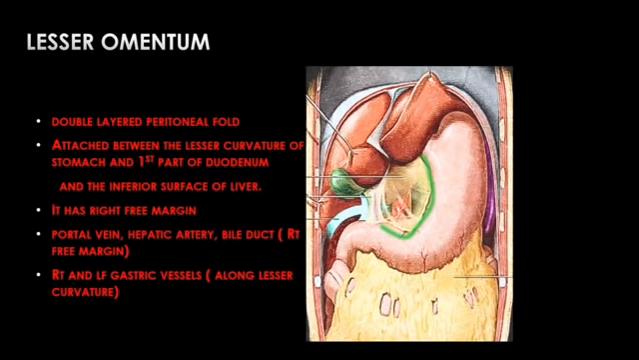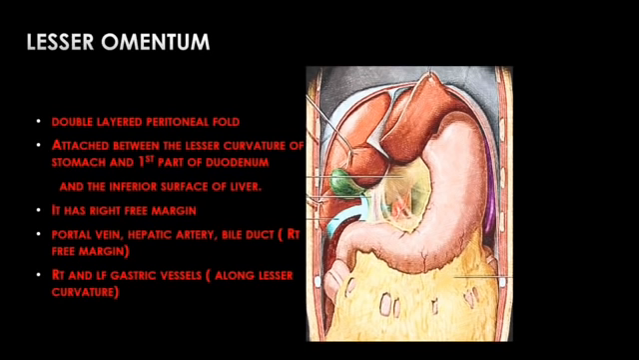So this lesser omentum is a bilayered or double layered peritoneal fold which attaches the undersurface of the liver to the lesser curvature of the stomach. Not only that, it also attaches to the first part of the duodenum. So the stomach continues as the duodenum, and the stomach and the first part of the duodenum give the attachment to the lesser omentum.